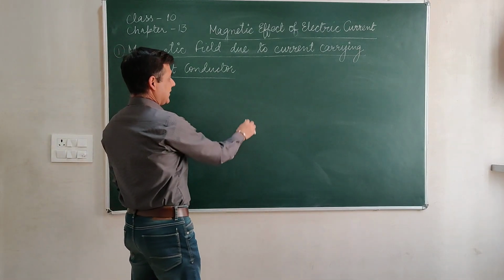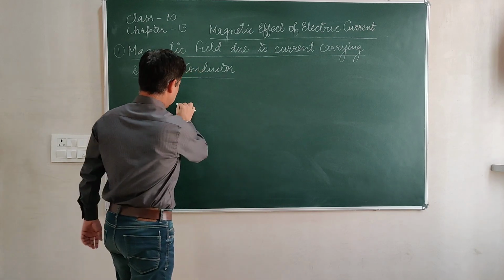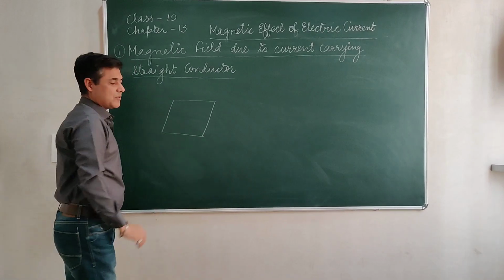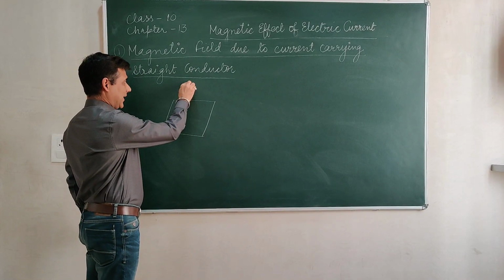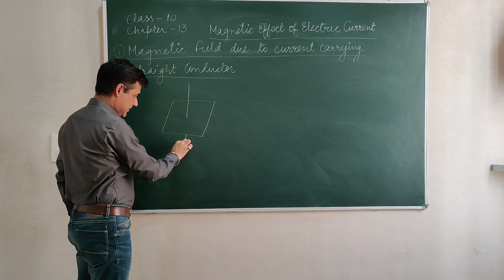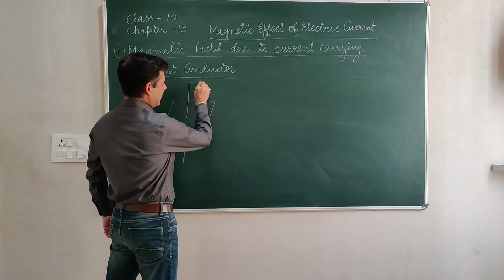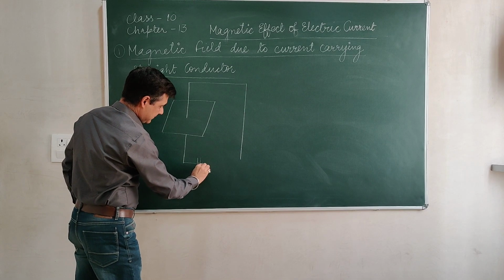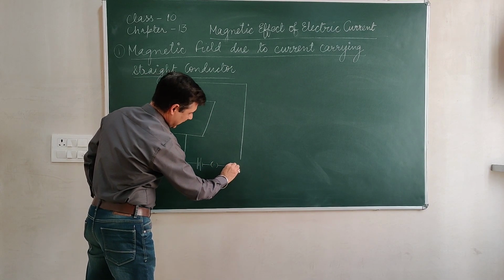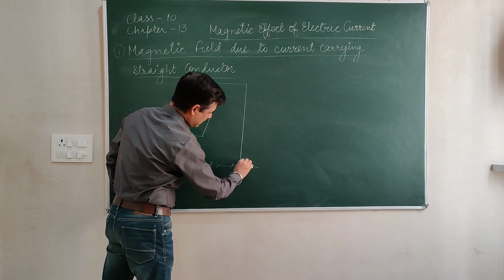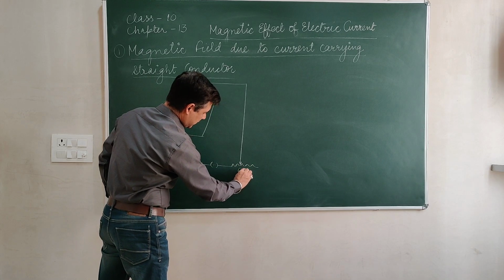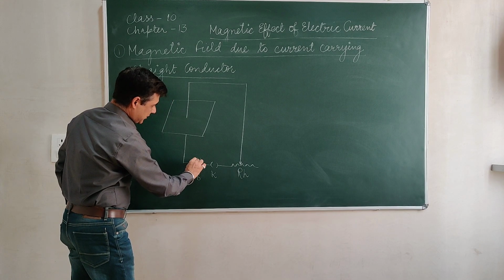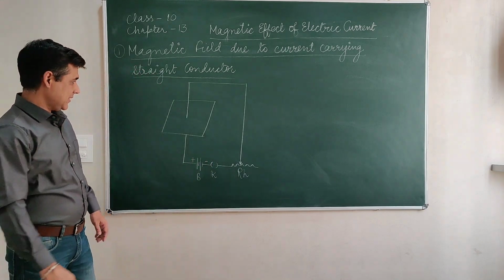So let us assume we take a cardboard, and we pass a conducting wire through it. This is a conducting wire. Then it is connected to a battery, a switch, and we can even connect a rheostat with it. So this is the rheostat, this is the key, and this is a battery with positive and negative signs, right?